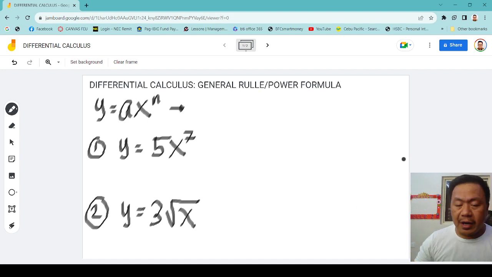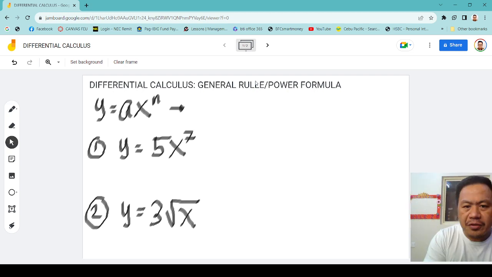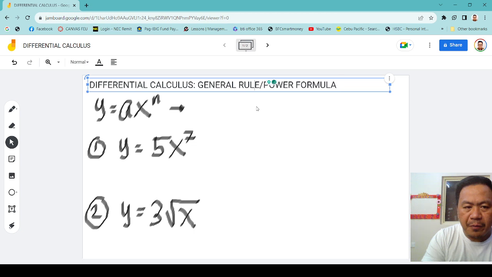Dahil sa may request na isang kaibigan ko, ang anak niya ay gusto mag-review sa calculus. So ito, basic tayo sa calculus. Differential calculus, yung general rule at general rule using the power formula. Mas famous siya sa power formula.